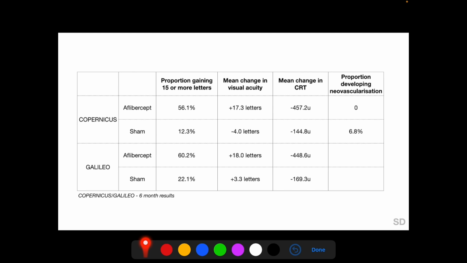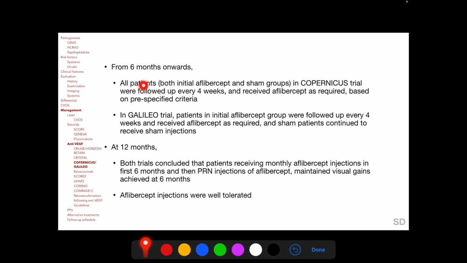So none of the patients with aflibercept developed neovascularization in the Copernicus trial, but 6.8% of patients receiving sham injections developed neovascularization. From 6 months onwards, all patients both in the initial aflibercept group and in the initial sham group in the Copernicus trial were followed up every 4 weeks and received aflibercept as required based on pre-specified criteria, whereas in the Galileo trial, patients in the initial aflibercept group were followed up every 4 weeks and received aflibercept as required, and sham patients continued to receive sham injections.